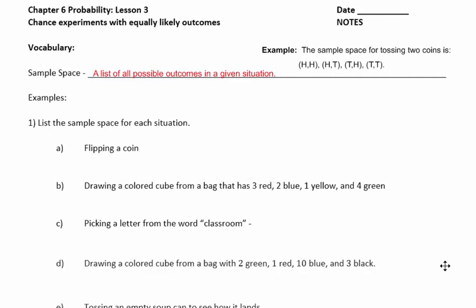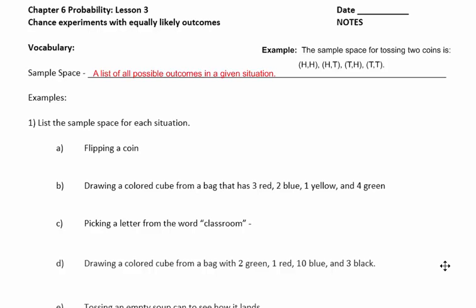Probability lesson 3 talks about chance experiments with equally likely outcomes. A sample space is a list of all the possible outcomes in a given situation. For example, the sample space for tossing 2 coins: you can get a head on the first one, a head on the second one. You can get a head on the first one, a tail on the second one, tails on the first, head on the second, and a tail on the first and a tail on the second.